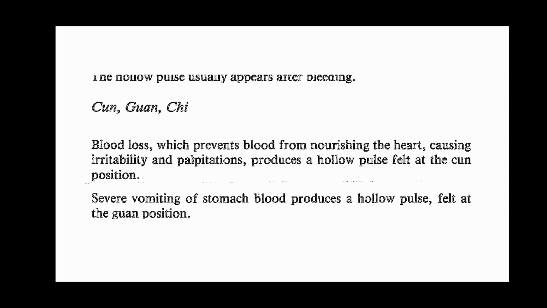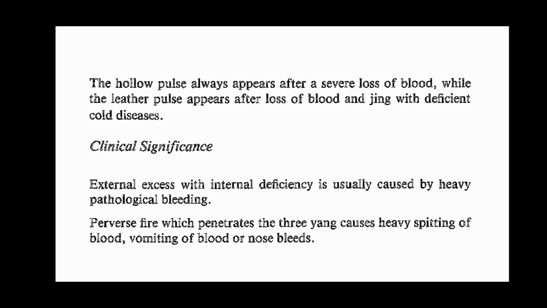Blood loss, which prevents blood from nourishing the heart, causing irritability and palpitations, produces a hollow pulse felt at the cun position. Severe vomiting of stomach blood produces a hollow pulse felt at the guan position. The hollow pulse always appears after a severe loss of blood, while the leather pulse appears after loss of blood or jing with deficient cold diseases.